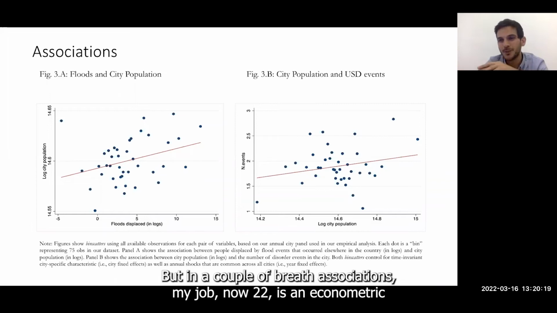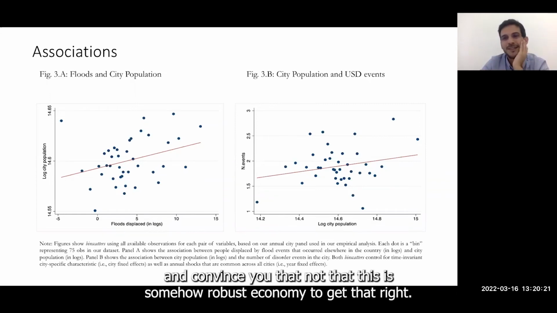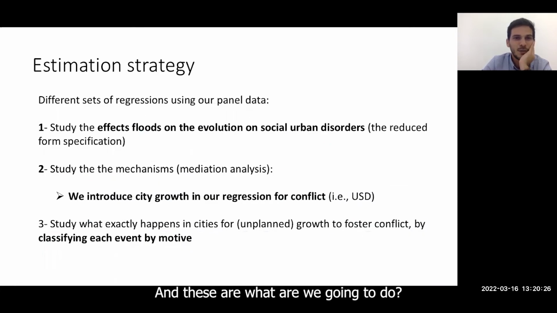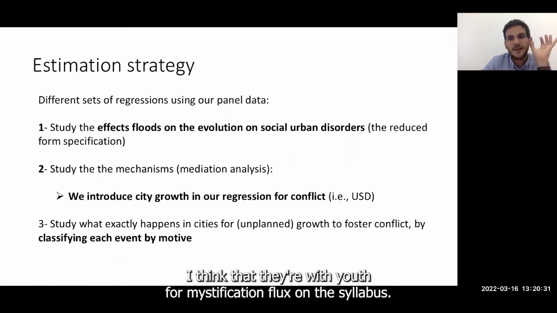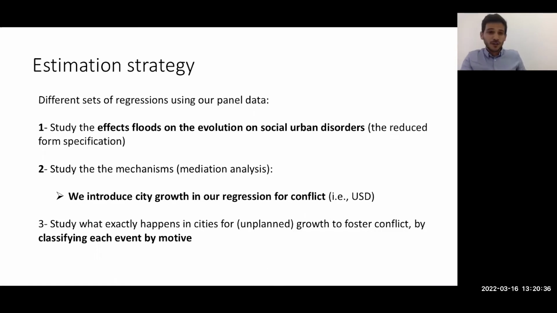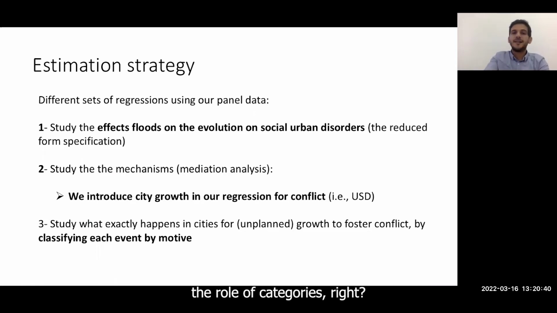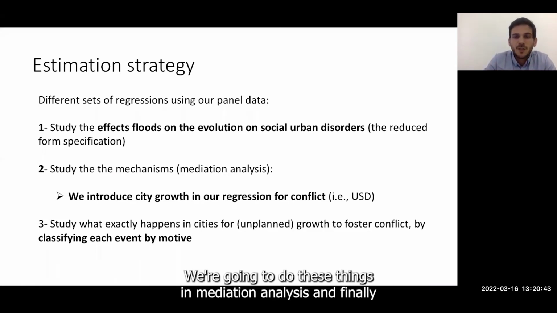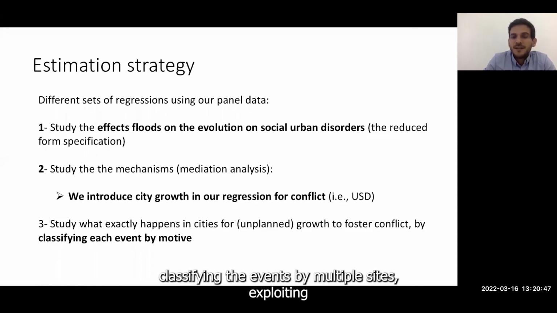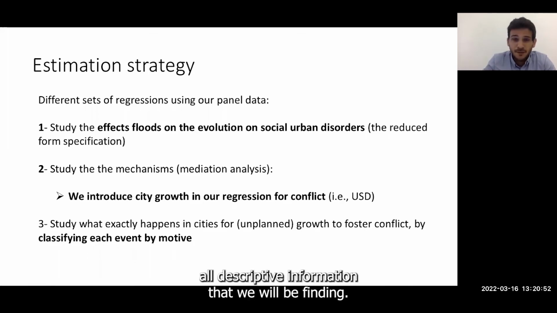My job now, of course, is to do some econometrics and convince you that this is somehow robust to econometric analysis, right? And this is what we're going to do. So we do a different set of regressions, all right? First, as I said, the reduced form specification, looking at the effect of floods on disorders. And then studying the mechanism, which is looking at the role of city growth, right? We're going to do this using mediation analysis. And finally, classifying the events by motive, as I said, exploiting all the descriptive information that we have about these events.